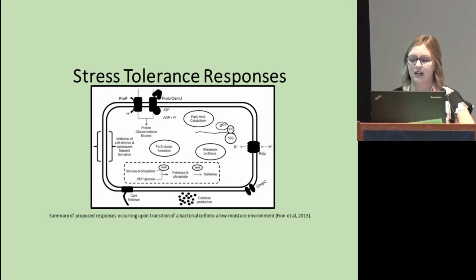In addition to utilizing osmoprotectants, Salmonella is readily able to enter a viable but non-culturable state in response to stress, further ensuring its long-term survival in low-moisture food products. As well, it is hypothesized that biofilm formation may play an additional role in survival. So we know Salmonella can survive for long periods of time in a low-moisture environment.